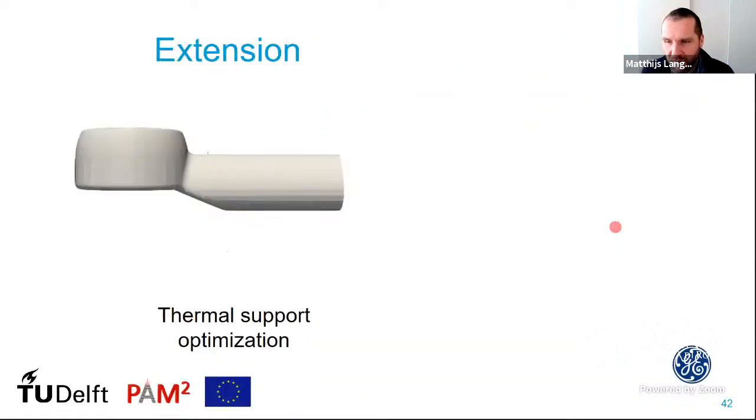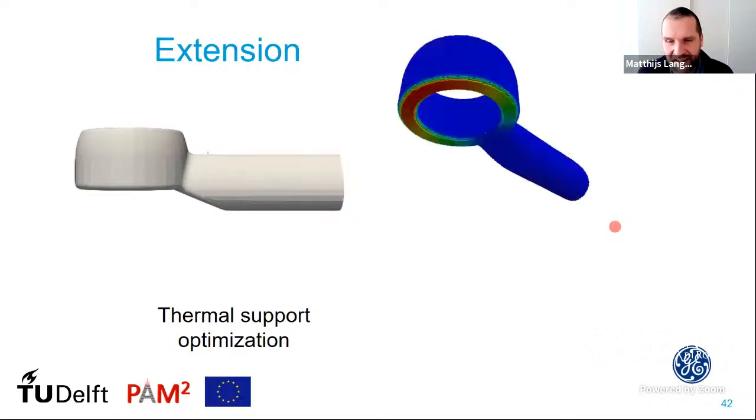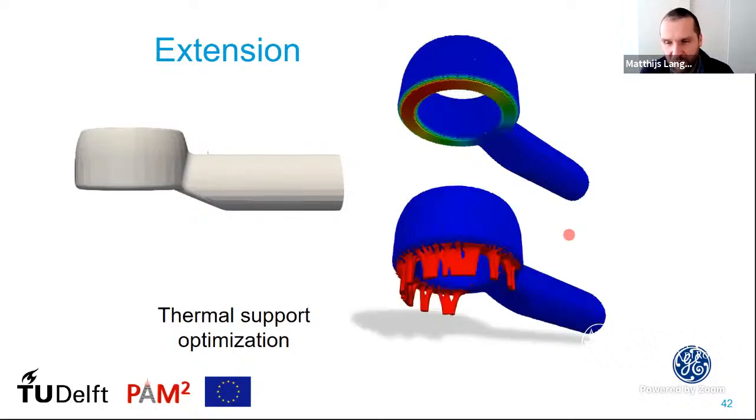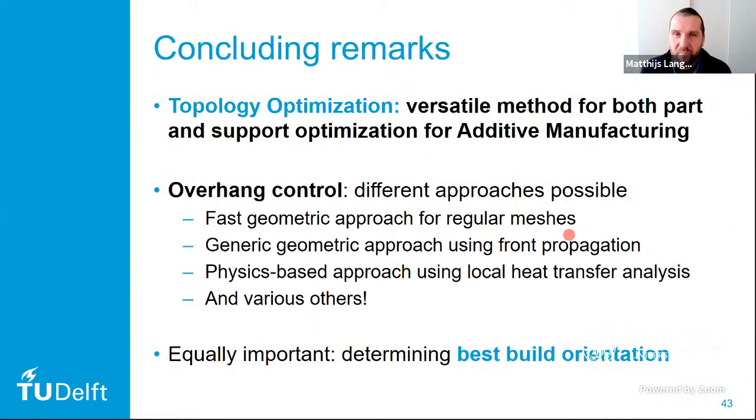Let me move then to the conclusions. One thing I can add is that instead of optimizing the part, you can also use this for optimizing only additional supports for thermal reasons. But let me move to the final conclusion. I think the main conclusion is that with topology optimization, we have a very versatile method to optimize both the part and the supports for additive manufacturing.